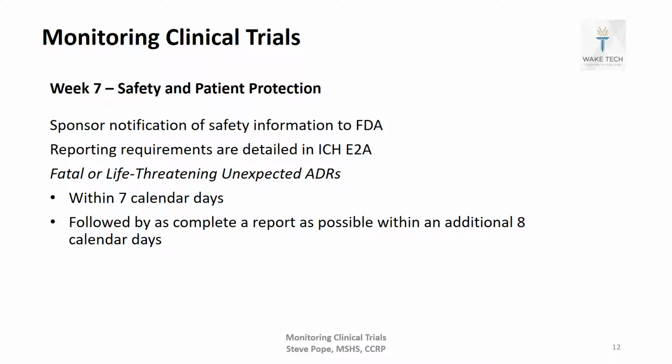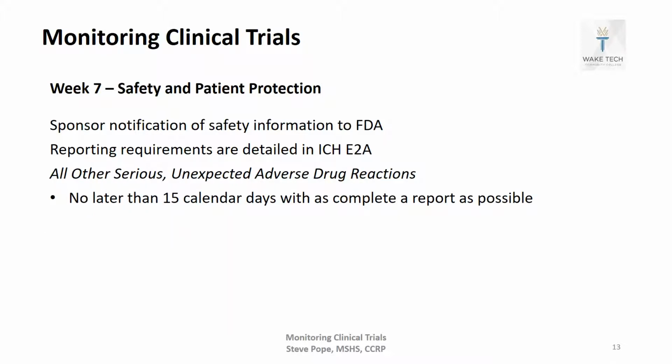So you've got the initial reporting within 7 days, followed by as complete a report as possible within an additional 8, or within 15 calendar days. In addition to that, all other serious, unexpected adverse drug reactions should be reported no later than 15 calendar days with as complete a report as possible. So this details some of the reporting requirements that are required of the sponsor.